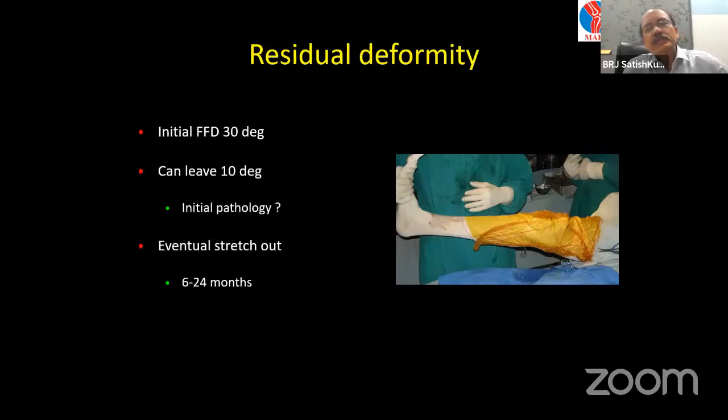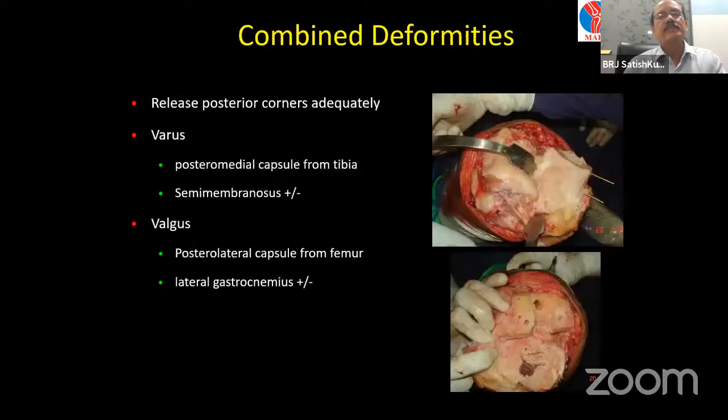So residual deformity, generally we can leave 10 degrees, not more than that. And again, if you leave any residual deformity, you have to see that the patient gets proper post-operative splinting and post-op physiotherapy. This 10 degree deformity looks very innocuous, but as I said, the mobility of the patient is very much restricted with flexion deformity, and the patient has to use enormous extra energy to move. So in combined deformities, varus and valgus, you have to do other releases also.